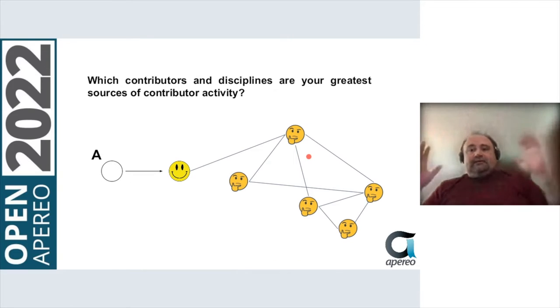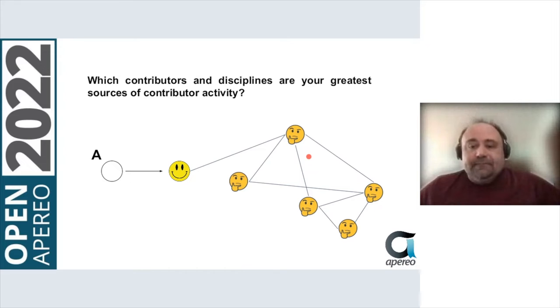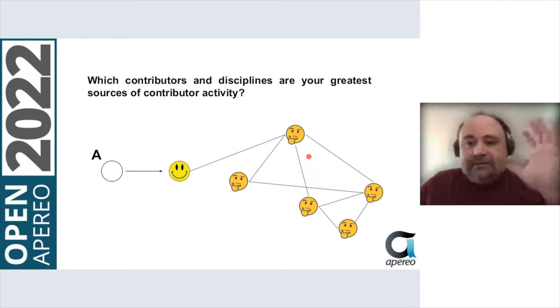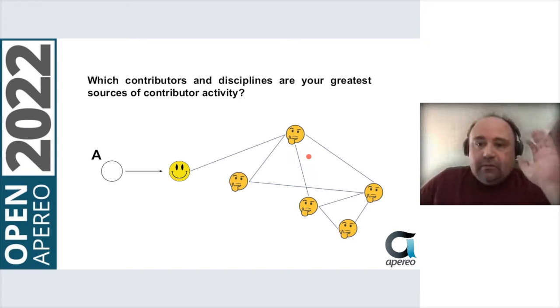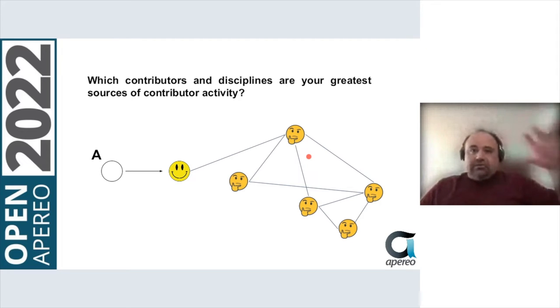So I'm going to move on now to a little bit more about networks and how people can fit into the community. I said before that preferential attachment is usually not the way we deal with things, but there are attachment rules. One of the questions you can ask by looking at this in terms of networks is which contributors and disciplines are your greatest source of contributor activity? On a campus, like I just showed you, there are a lot of different components, different functions, different departments.